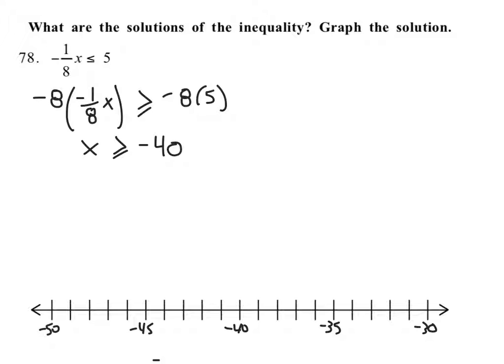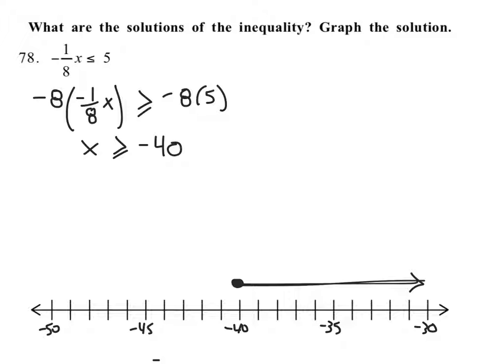Okay, but what's important here is this bit right here where we multiply by a negative and therefore we flip the direction of this from opening to the right to opening to the left. Okay, so we've got an endpoint at negative 40. Can it include it? Yeah, because it says or equals. So we fill that in, and x is all values that are greater than negative 40. So that is on this side of it. That's how you graph it.